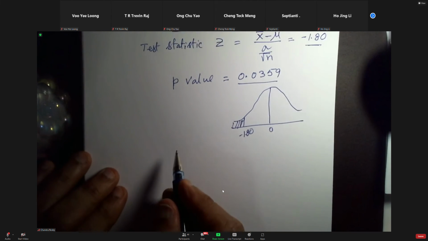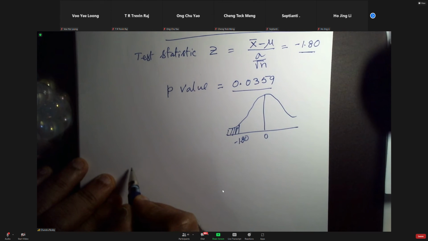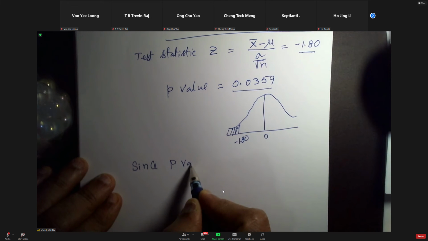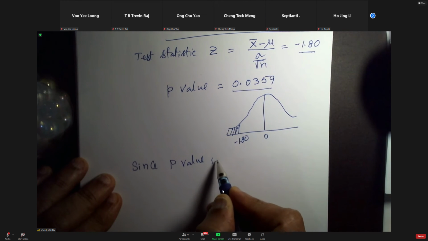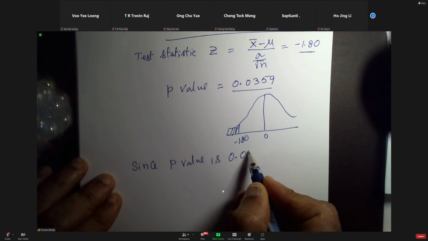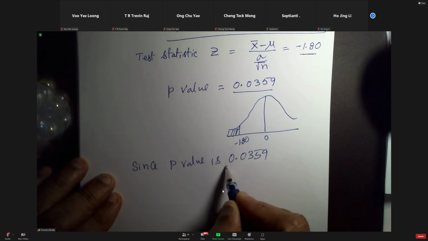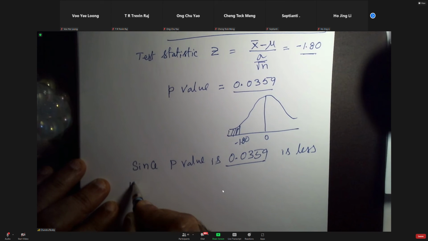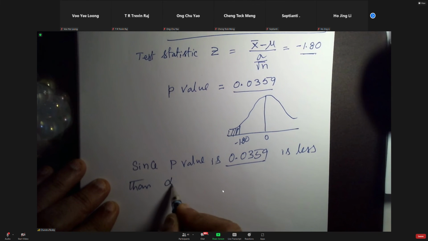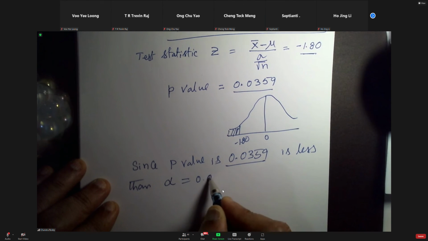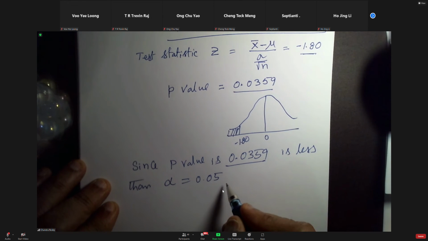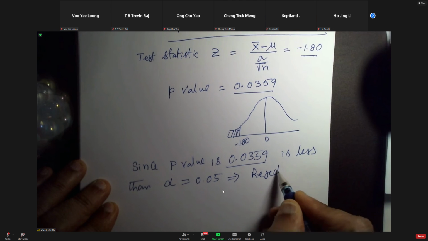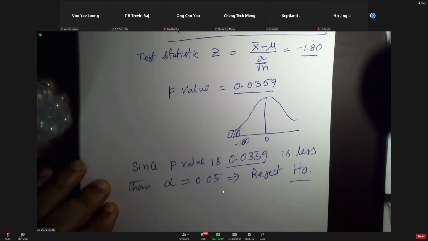So we can write: since the p-value, 0.0359, is less than alpha, which is given as 0.05, therefore reject the null hypothesis.